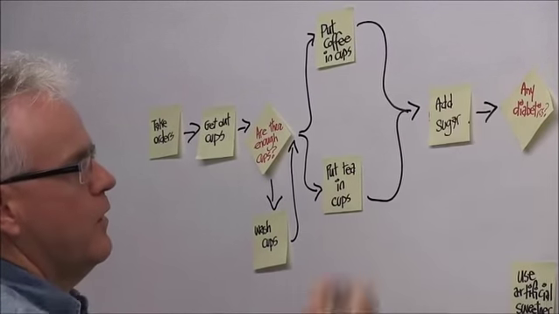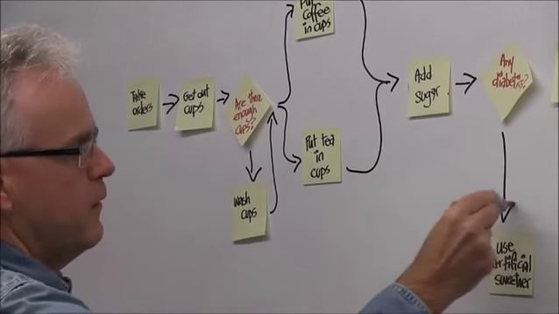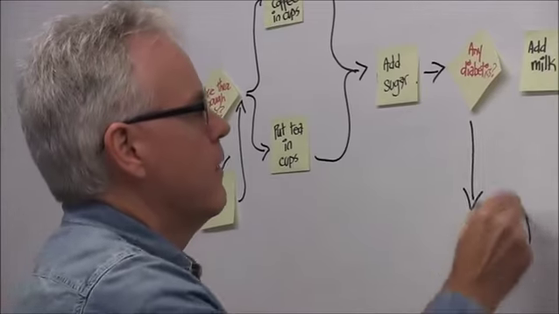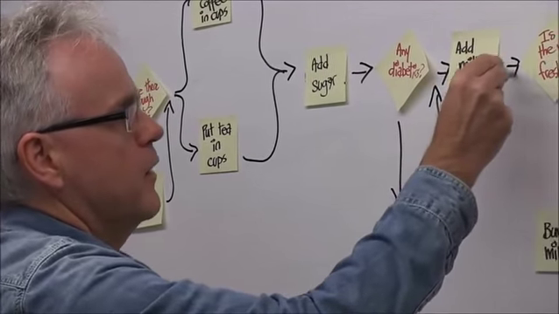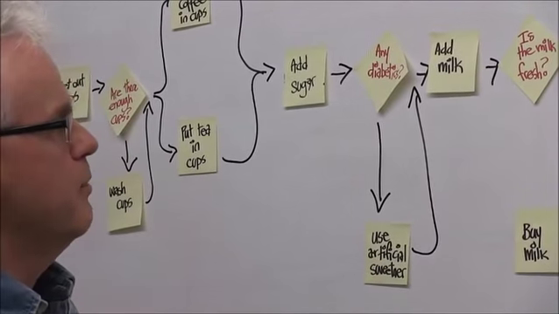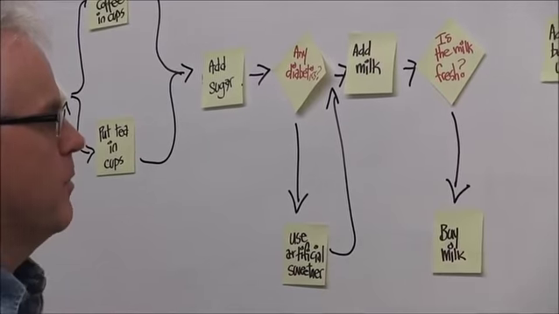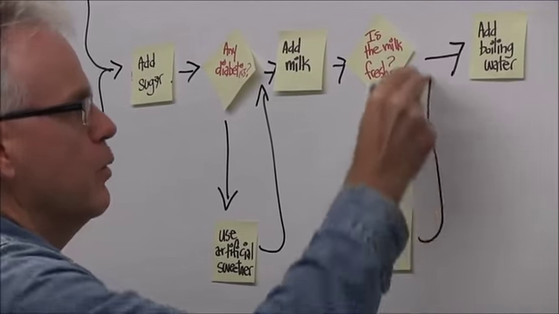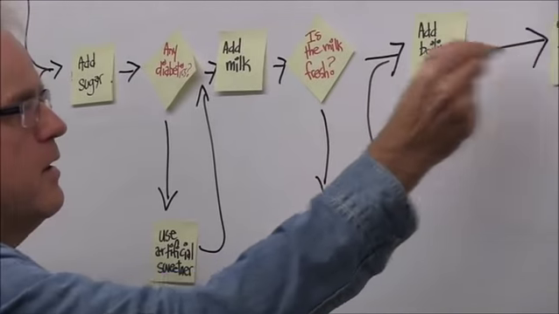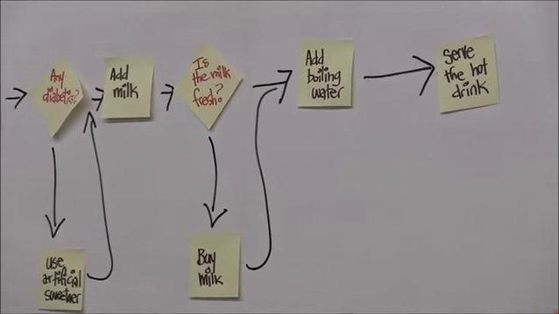We're going to ask the question, are there any diabetics? In which case you're not going to use the sugar, you're going to use the artificial sweetener. Going to add the milk. Ask the question again, is there enough milk? Maybe there's none, or maybe it's not fresh, so you're going to buy some. Then you're going to add the boiling water, and ultimately you're going to serve the hot drink. So effectively, there's your process.